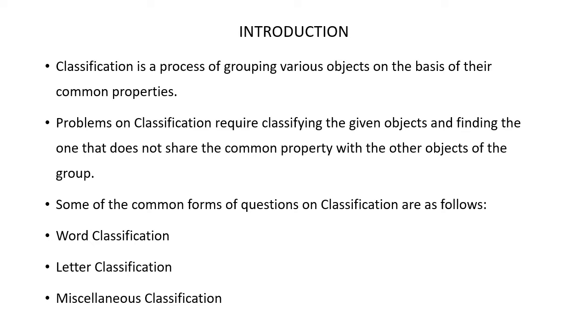So what is classification? Classification is a process of grouping various objects on the basis of their common properties. Problems on classification require classifying the given objects and then finding one that does not share the common property with the other objects of the group. So to solve problems on classification, first you have to classify the given objects on the basis of their common properties, and then find the odd one out which does not share the same property with the other objects of the group. Now, some of the common forms of questions on classification are word classification, letter classification, and miscellaneous classification. Let's learn in detail about these three types of classifications.